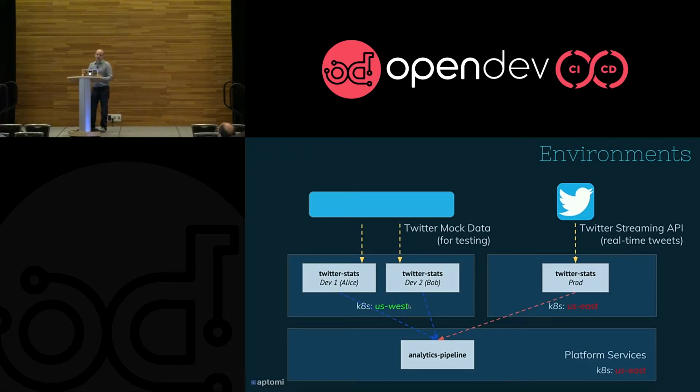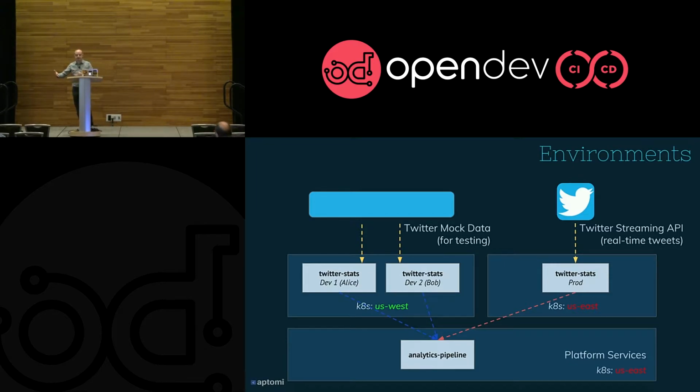And what we've done is define a rule saying that the analytics service is going to be a shared service that is going to be used by all analytics consumers. The service is going to be maintained by a platform team. It's going to run in the cluster US East. And we're also going to have a production version of the Twitter Stats that pulls data off the Twitter streaming API. This is going to run in the cluster US East as well, but we could have used a third cluster for this, no problem.